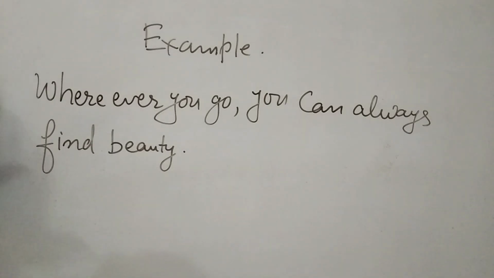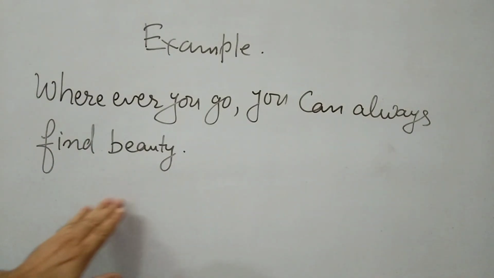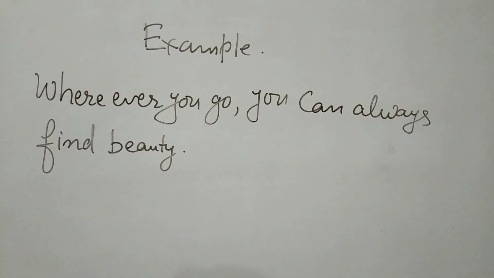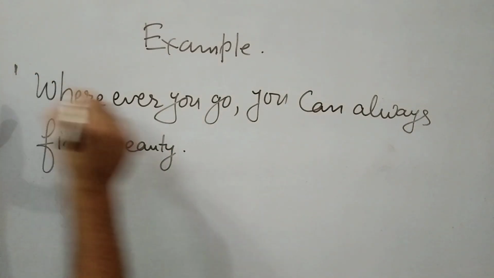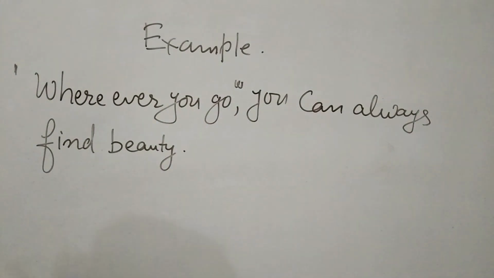Now look at this example. Wherever you go, you can always find beauty. You can always find beauty. This is a complete sense and complete sentence and gives complete information to us. If you read this part only, wherever you go, then what happens? Wherever you go is providing us incomplete information.